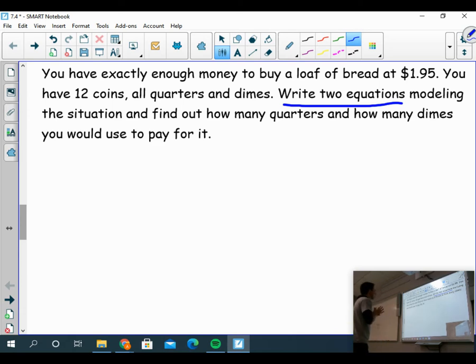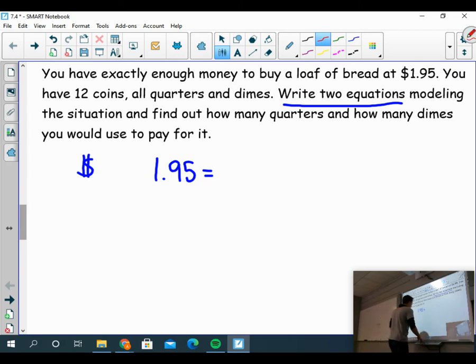So looking at this problem, how are we going to set this up? Well, we have exactly enough money to buy a loaf of bread at $1.95, which means that if we're thinking about money, we have $1.95. And to reach that amount, we have 12 coins. Okay, so we're walking into a store, we've got that $1.95 in our pocket, but it's in coins. Specifically, it is 12 coins. So that indicates to me we're talking about a different topic. Now we're talking about number of coins. So I'm going to write a separate equation for that.